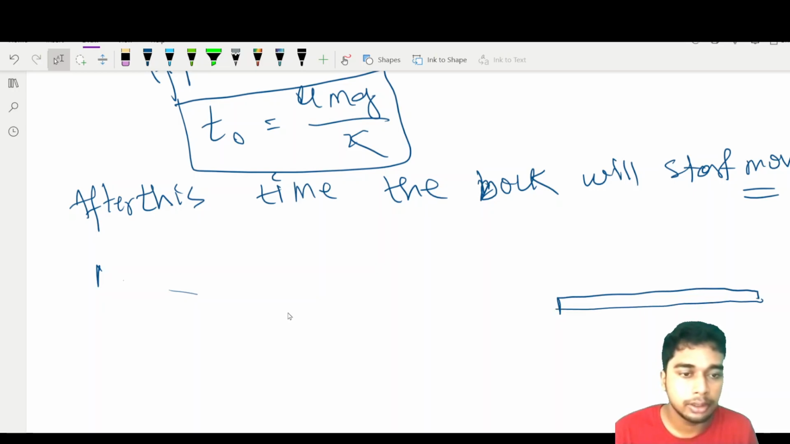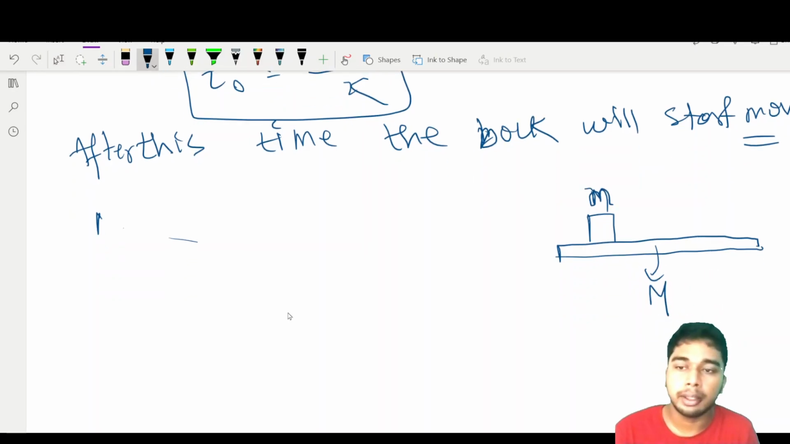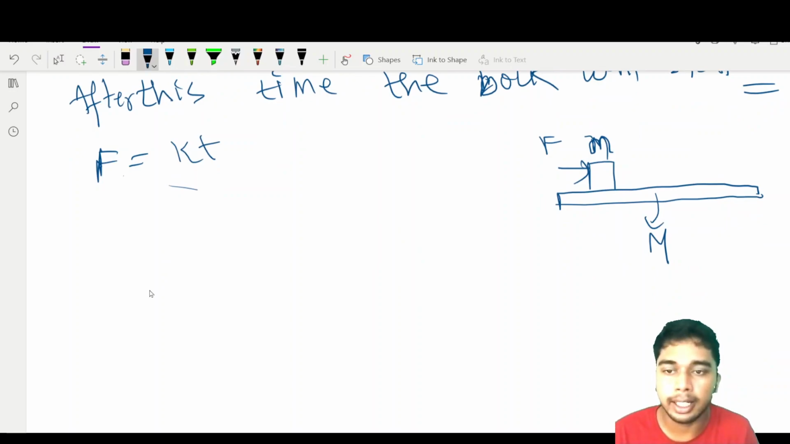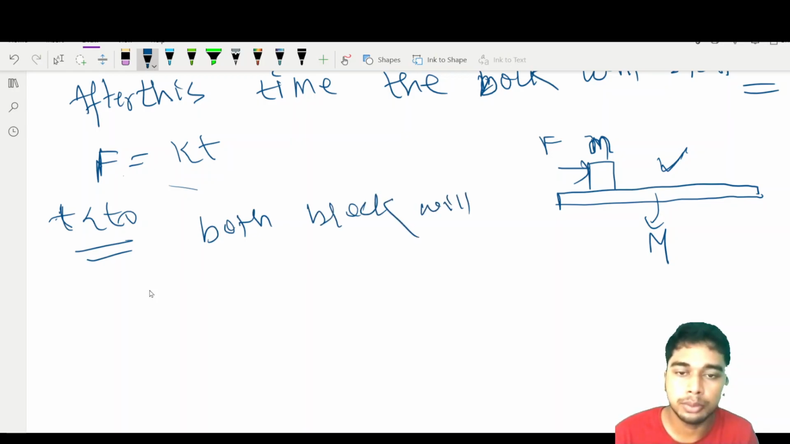Drawing the diagram again, this was our small m and this was our capital M. So I will write, there will be a certain time. Here I consider that there is a force f acting on this block. So f is equal to Kt. There will be a certain time after which the blocks start to move. So I am considering the t less than t naught case. So both blocks will move together.